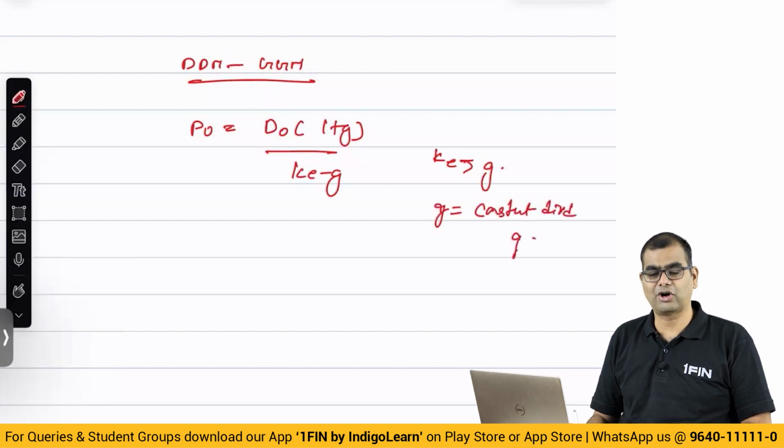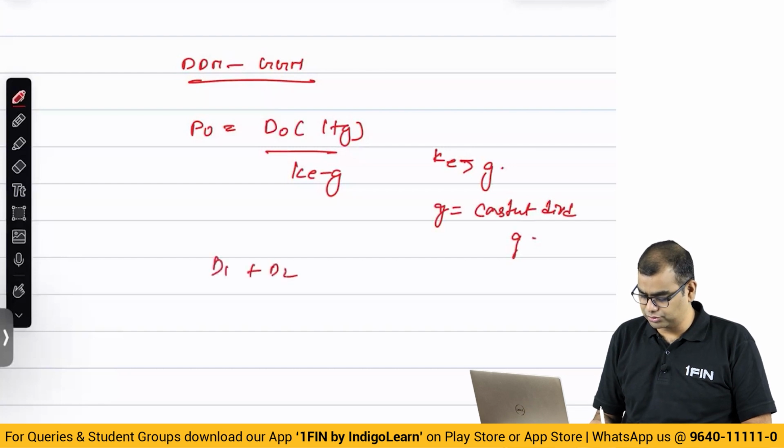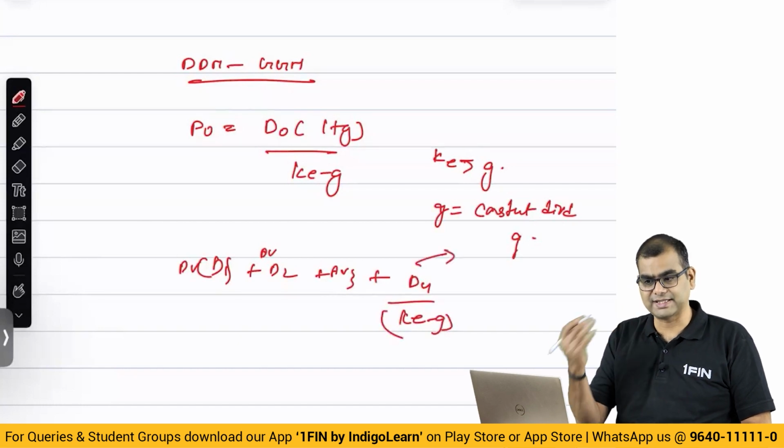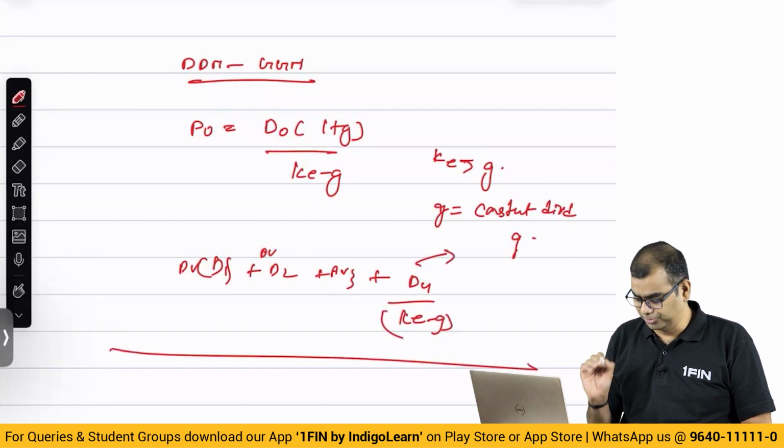If you don't have constant growth initially, you will do the present value of D1 plus the present value of D2 plus the present value of D3 plus D4 by (KE minus g), assuming that from D4 onwards everything is stable. Okay, so this is one way you do it.